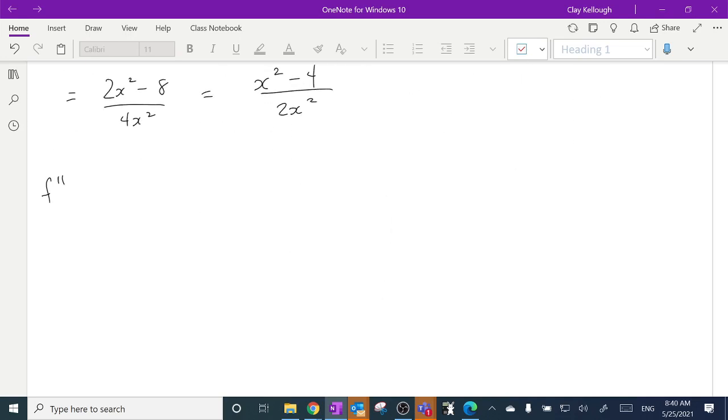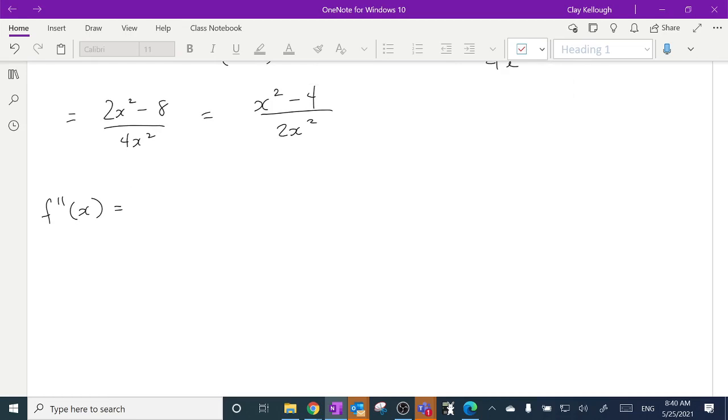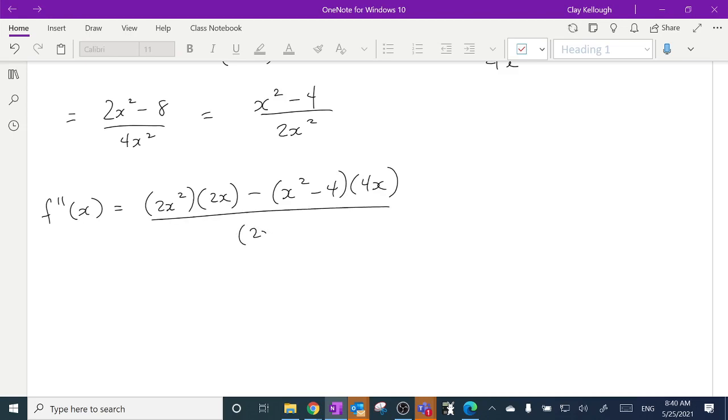What's f double prime of x? All right, well, f double prime of x, I'm going to have to take the derivative of this thing now. So again, it's low d high, minus high d low, all over low squared. That's a 2. All right, let's figure out what that looks like.